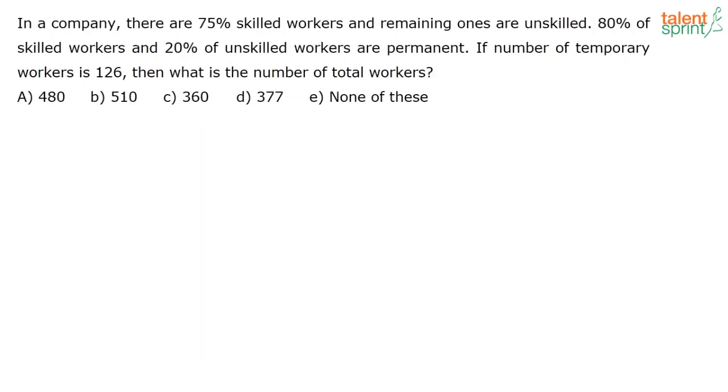The next question is there on the screen. In a company, there are 75% skilled workers and the remaining ones are unskilled. 80% of the skilled workers and 20% of the unskilled workers are permanent.